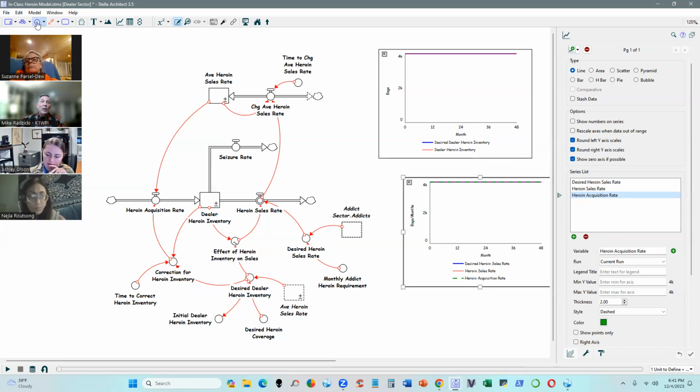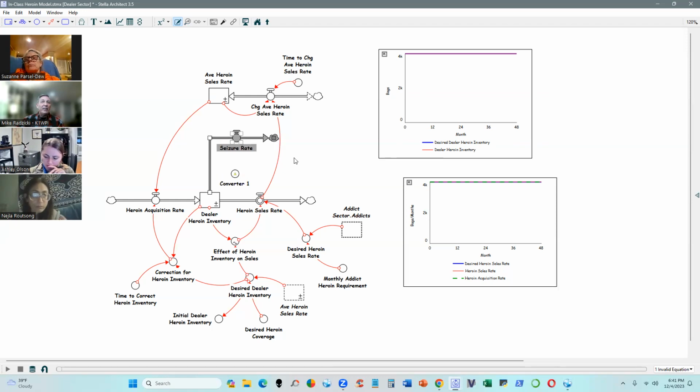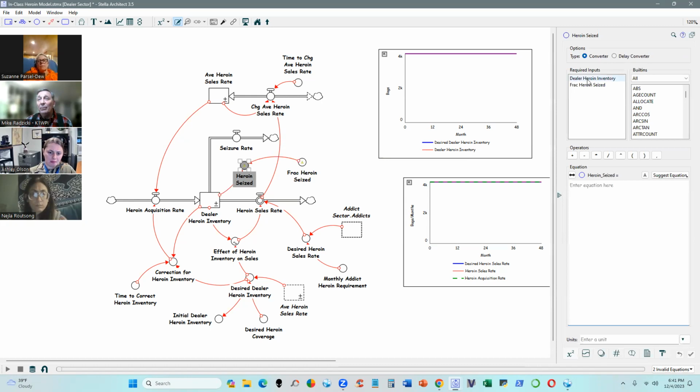How to do that? Again, you just have to do this for a while, I guess. Think about it, look at what others have done. But I would say you could make a variable here called heroin seized. That should be EI, I think it is, right? And you'd probably want to put fraction of heroin seized. In other words, it's unlikely the cops get everything, right? In a more sophisticated model, you can often be planning for the future. So we'd say here it's inventory times the fraction seized.